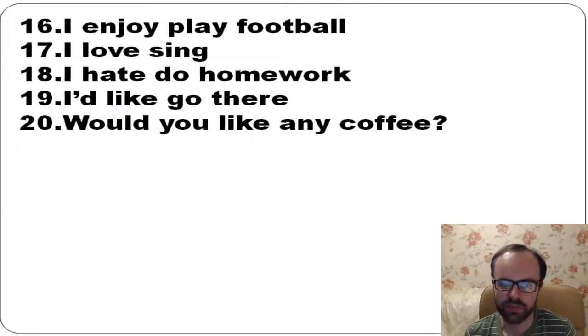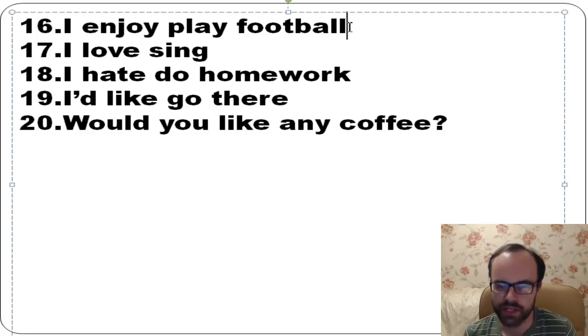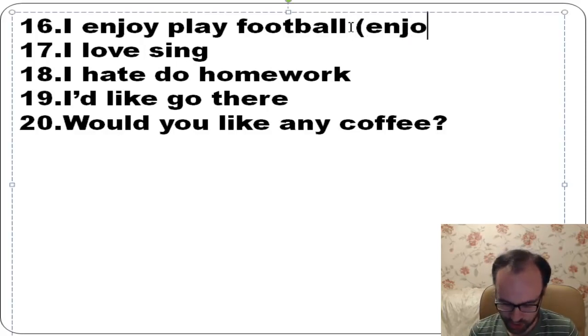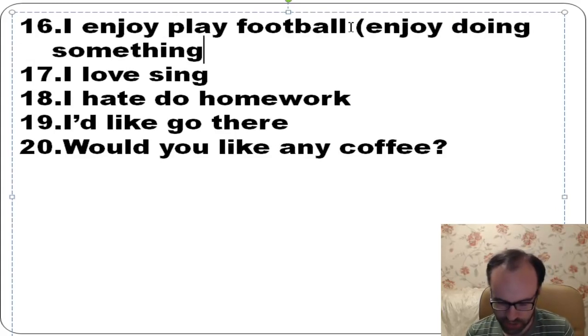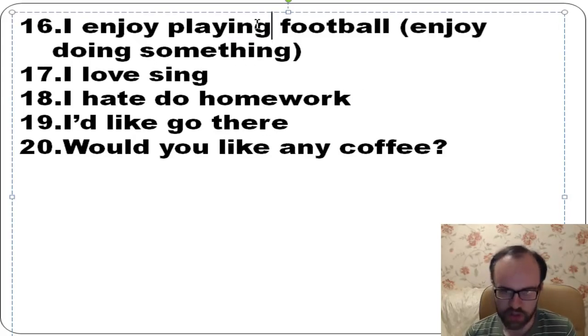Next, I enjoy play football. Where is the mistake? Is it okay or not? Please remember this structure: enjoy doing something. Enjoy means really like. You can say, I really like playing football, or I enjoy playing football. If you have enjoy, don't forget to add ing after the verb. I enjoy playing football.